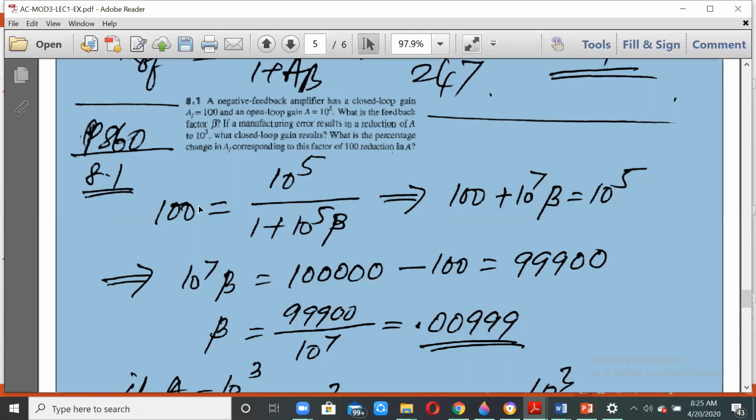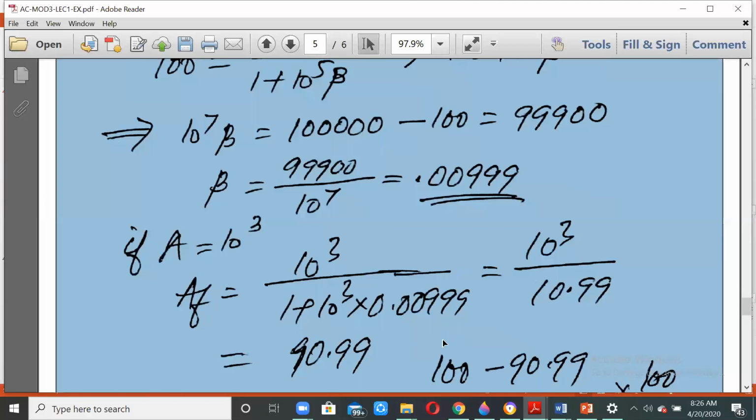So the first part is we need to find beta. 100 equals 10 to the power 5 divided by 1 plus 10 to the power 5 beta. Cross multiplying, you'll get 100 plus 10 to the power 7 beta equal to 10 to the power 5. 10 to the power 7 beta will be equal to 10 to the power 5 minus 100, that will be 99900. Beta will be 99900 divided by 10 to the power 7, that will give you 0.00999, or you can say 0.01 approximately.